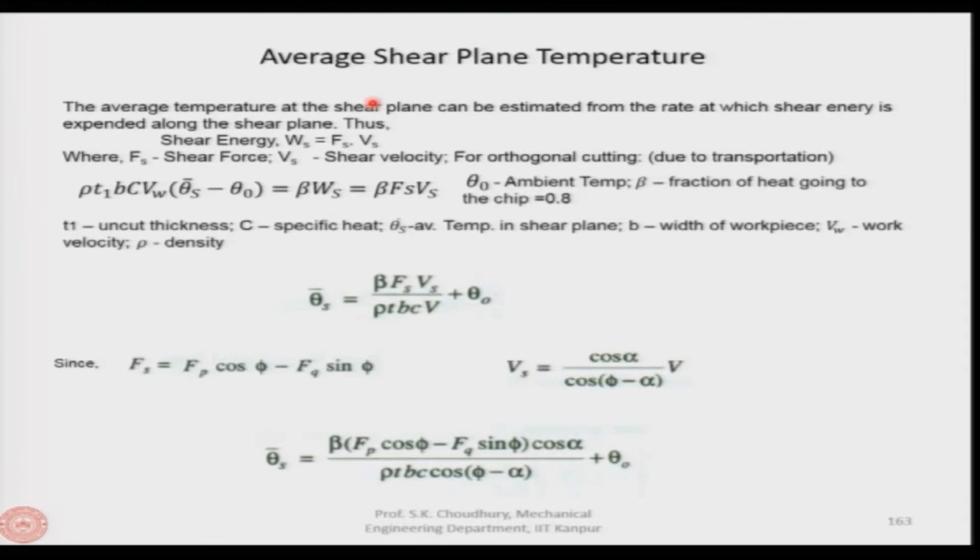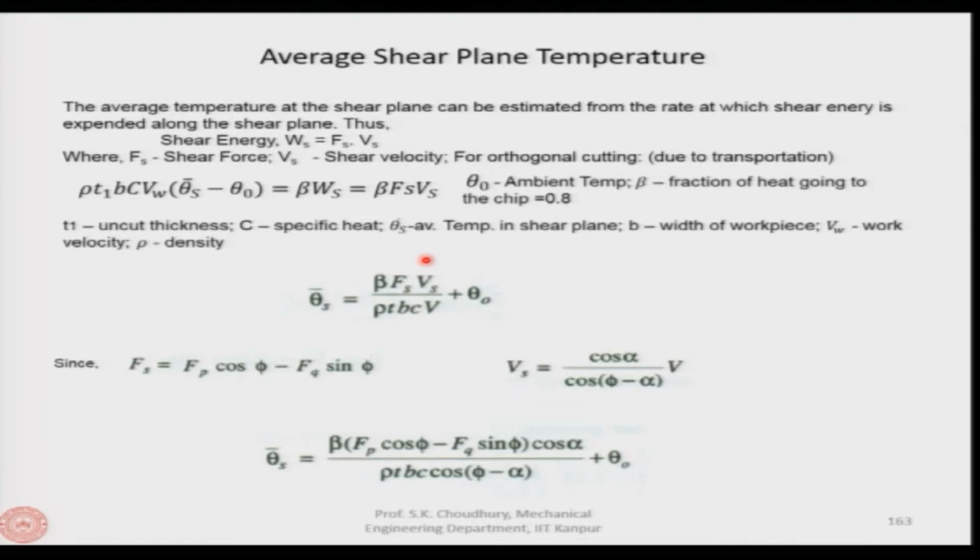The next source of heat generation is the friction between the chip and the tool along the rake face of the tool, and finally, a bit of heat is generated because of the friction between the flank face and the already machined surface. Out of the total 100% of heat generated, the majority, about 80%, goes with the chip. Next, about 15 to 20% goes with the tool, and the rest, up to 5%, remains in the workpiece.